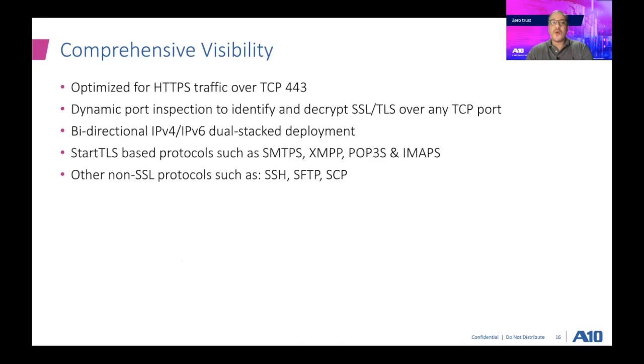So what do we mean by comprehensive visibility? You have to understand that it's not only HTTPS over TCP 443. The encryption could happen on any other port, right? Selectively. At the same time, it's not limited to HTTP. It could be anything else like SSH, SFTP, SCTP, SCCP, or even the legacy SMTP over STARTTLS. So in A10, we can support all of these dynamic ports and multiple protocols.